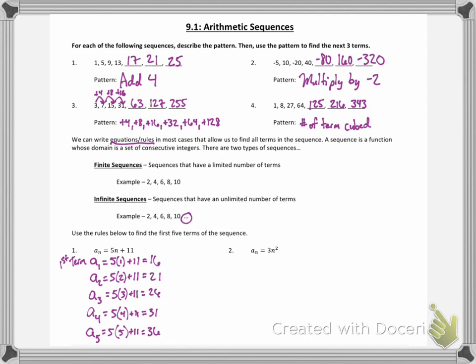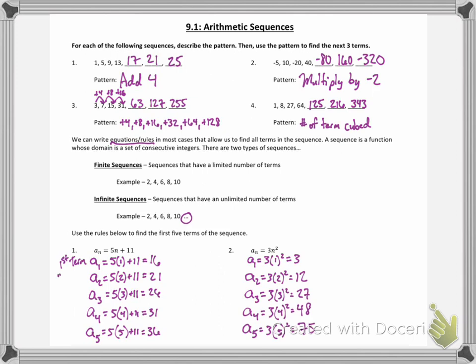Same idea in the second example. If I want the first 5 terms, again, I'm going to plug in 1 through 5 for n. So if I want the first term, that's a sub 1. And again, just making sure we do some good PEMDAS here, we get 3. Second term, plug in the 2. Third term, plug in the 3. Fourth term, plug in 4. And fifth term, plug in the 5. So again, quick PEMDAS here, plug it in your calculator, do it in your head. You get answers of 3, 12, 27, 48, and 75.